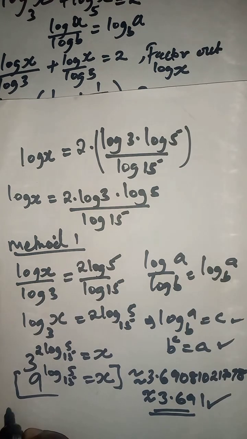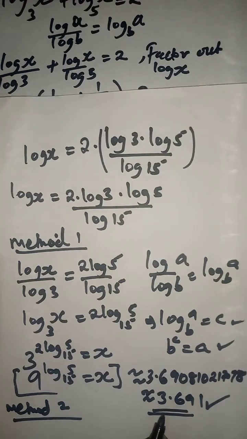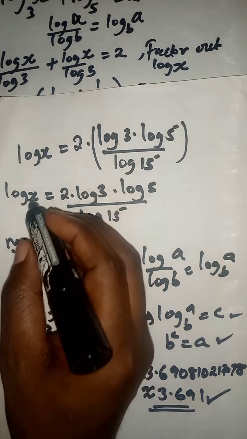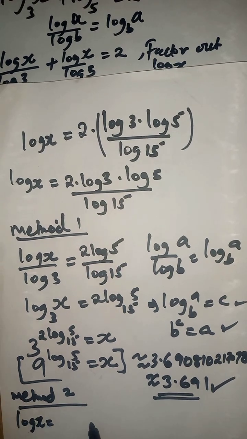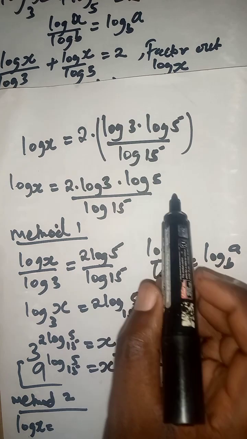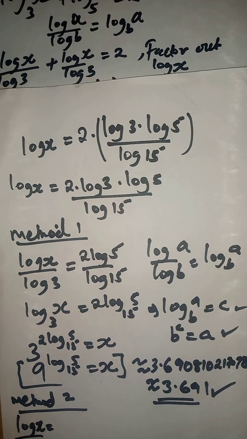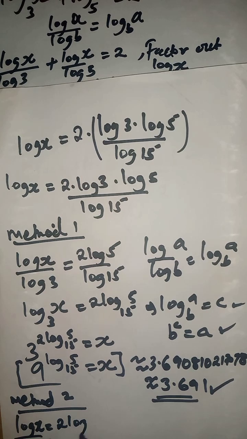Another second method that I can use to get the value of x: I'm going to take the log of x divided by the log of 5, which should be equal to 2 to the log of 3 over the log of 15.